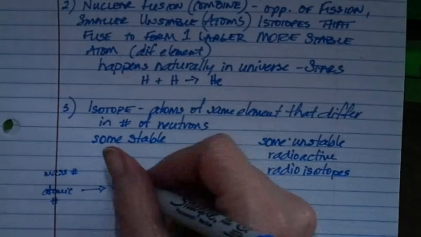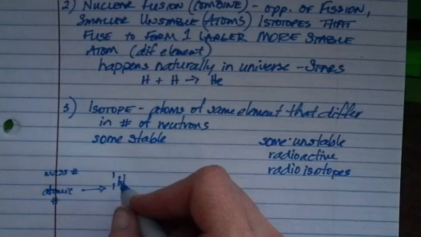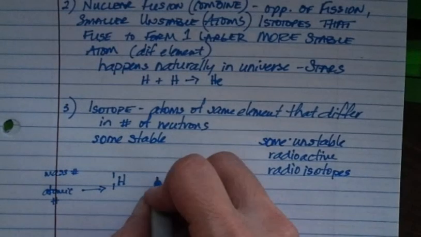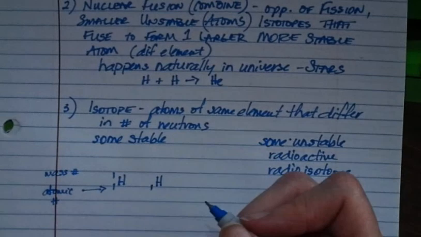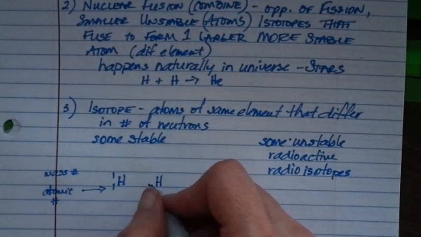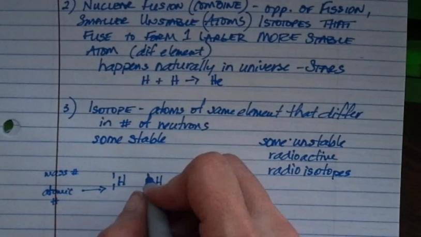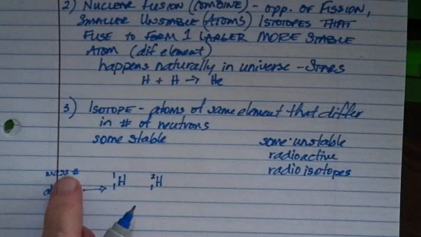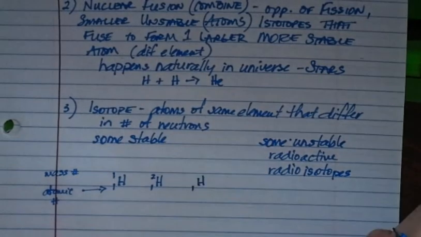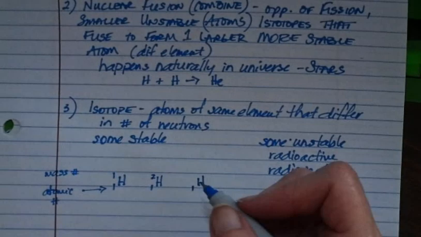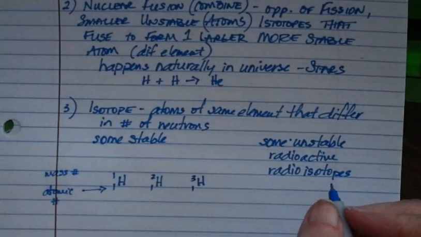There are some hydrogen isotopes that still have an atomic number of 1. If it's hydrogen, it has to have an atomic number of 1. But it also has 1 neutron, so 1 proton plus 1 neutron makes it have a mass number of 2. There's also tritium, where in this case it's still hydrogen, so it has an atomic number of 1, and it's got 2 neutrons. So 2 neutrons plus 1 proton gives it a mass number of 3. So you have 3 different isotopes of hydrogen. This one is a lot more unstable than this one.